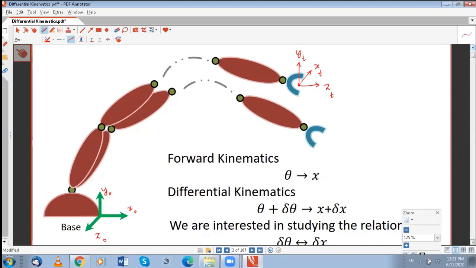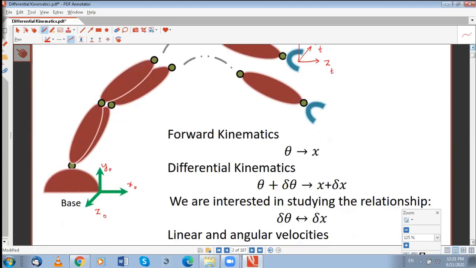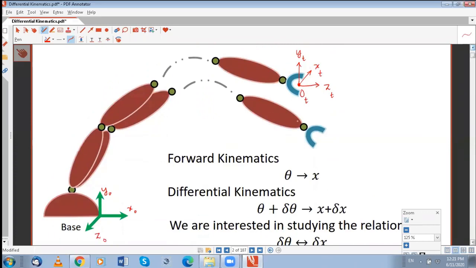Now, when we say x, by linear velocity we mean, let's say this is the origin of the tool frame. So this whole point will have velocity. Any question?